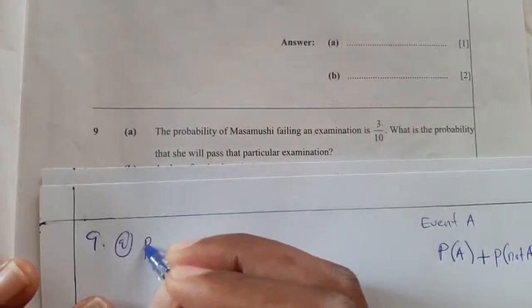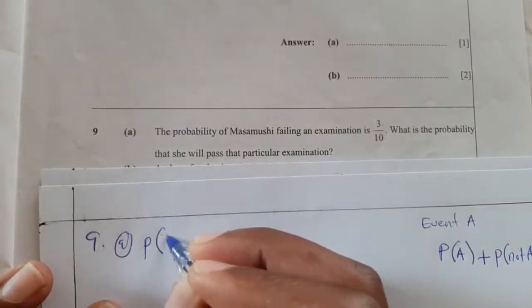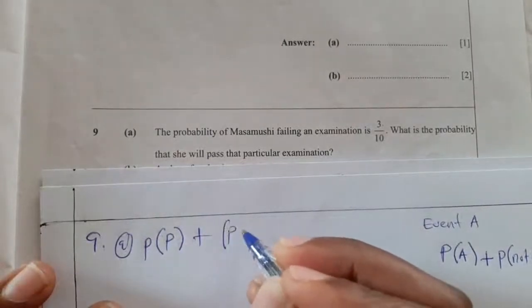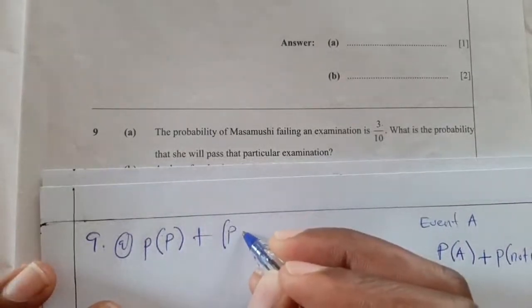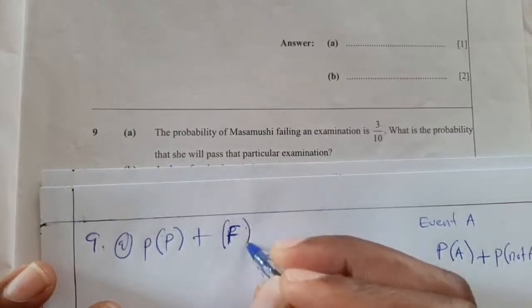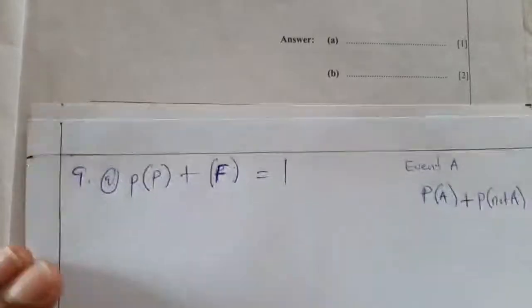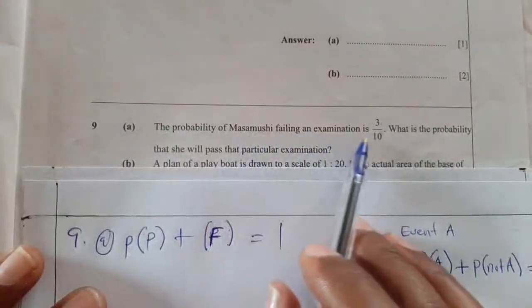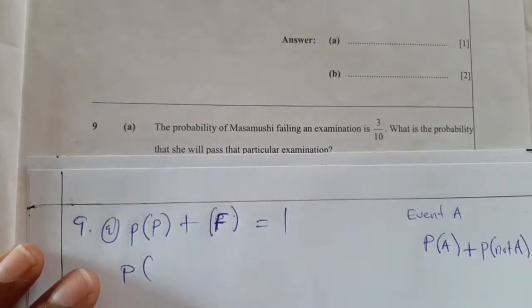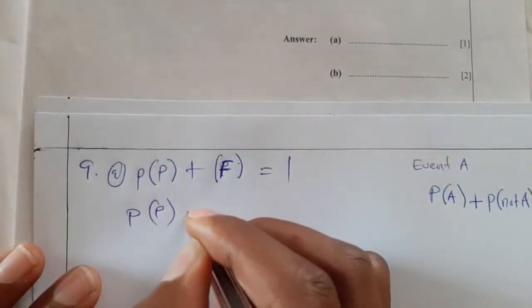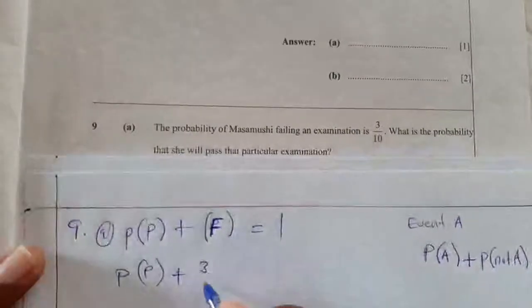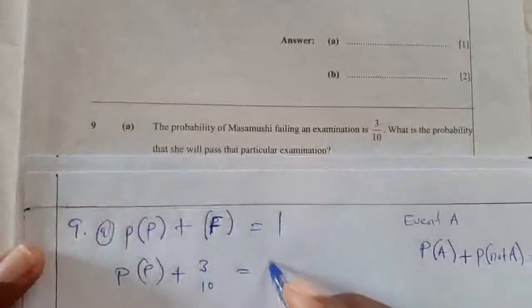So probability of passing, I'll put a P, plus the probability of not passing, which is failing, of course. So let me use the word failing, then this should be equal to 1. So I've been given the probability of failing. Okay, what is the probability of passing? So probability of passing will be, plus this has been given as 3 over 10, equals 1.